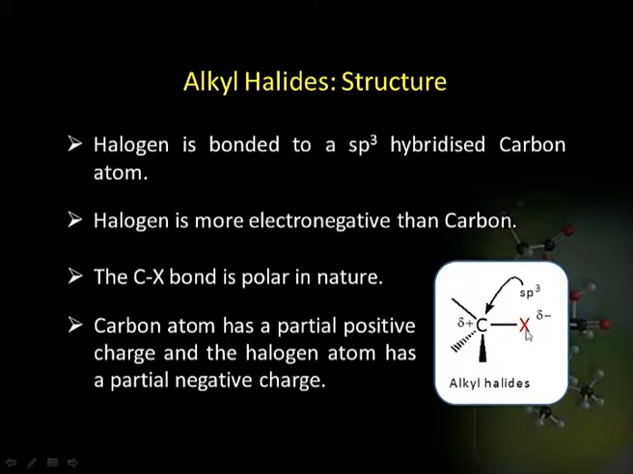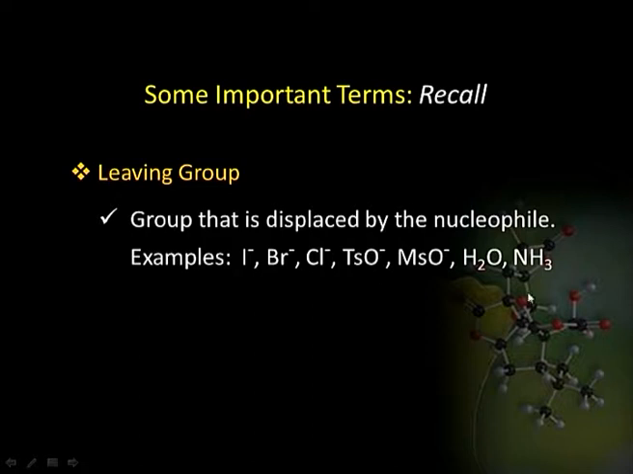As we proceed in the lecture, we would realize that a number of reactions go by the polarity of this bond. Before we start the reactions of alkyl halides, let us recall some of the very important terms which we will be very often using during the discussion. Leaving group is the one that is displaced by the nucleophile during the reaction. Some of the examples are iodide, bromide, chloride, tosylate, mesylate, water and ammonia.